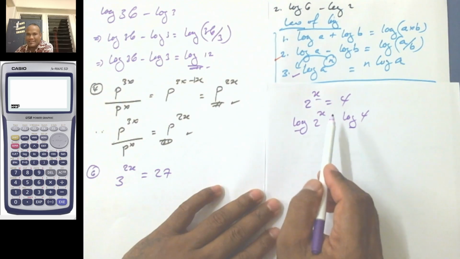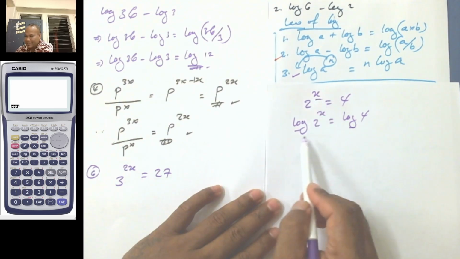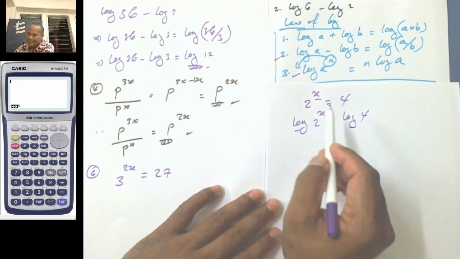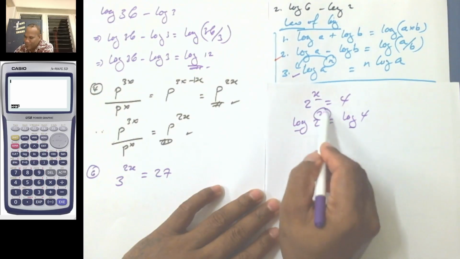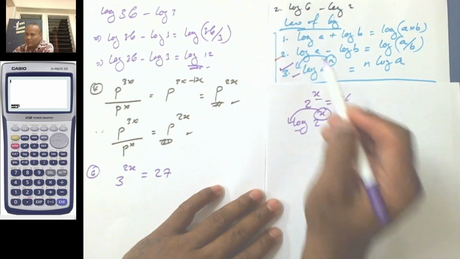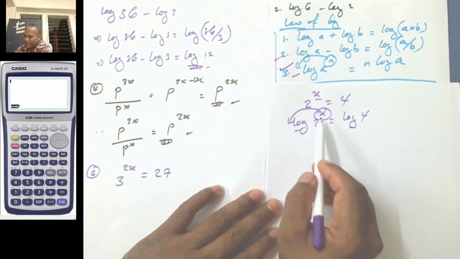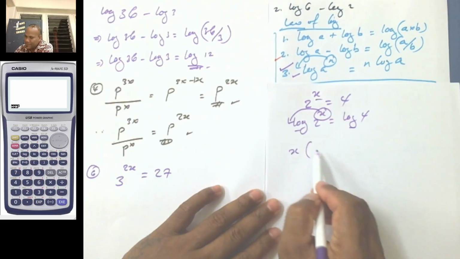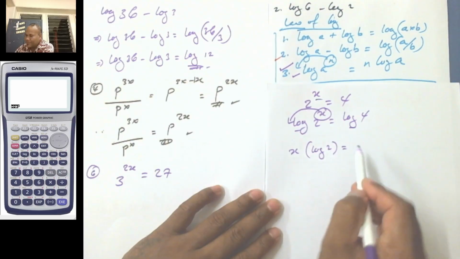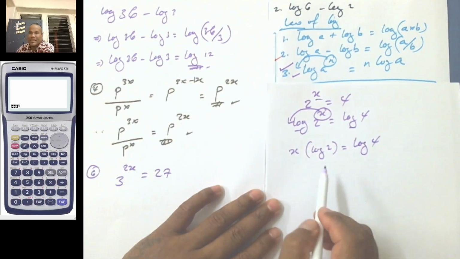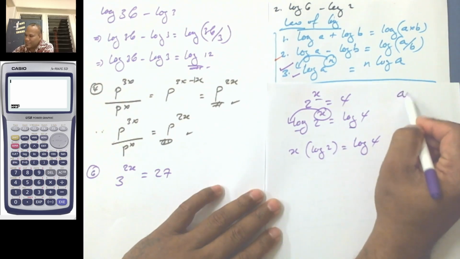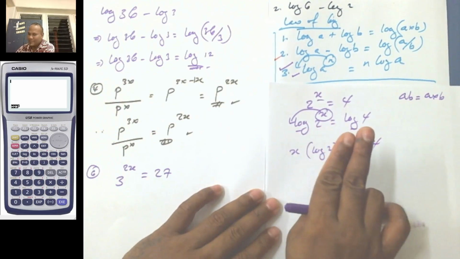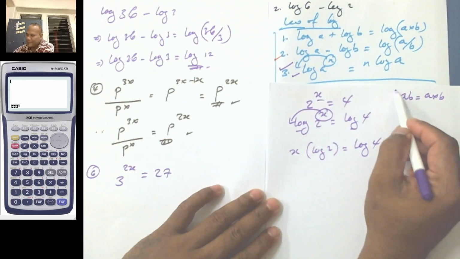Since our power here is x and I want to find x, I need to put log both sides. When I put log both sides, then I have the right to take this power in front using this law. So this is x into log 2 is equal to log 4. I want to find x. When two things are together in mathematics, we say that they are multiplied.